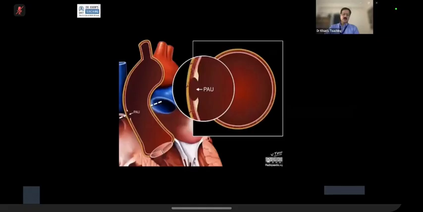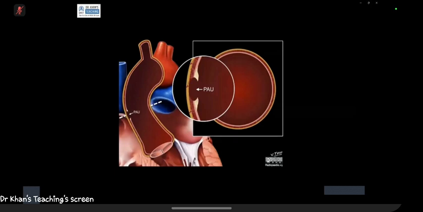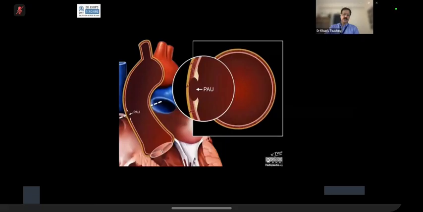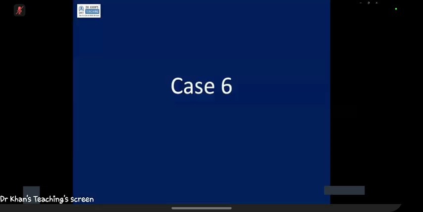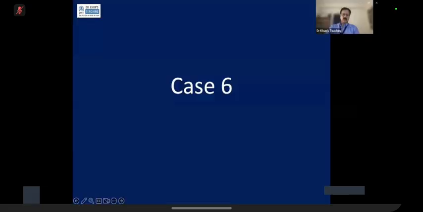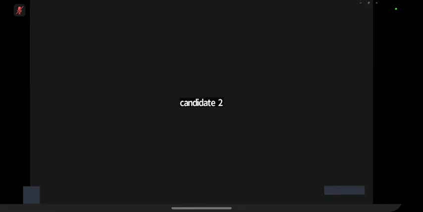The concept of all of these conditions is that ultimately they can develop into further catastrophic complications like leaking, aneurysm and rupture and all those things. So that is why they are taken very seriously. Coming back to the case, let's go through it quickly.